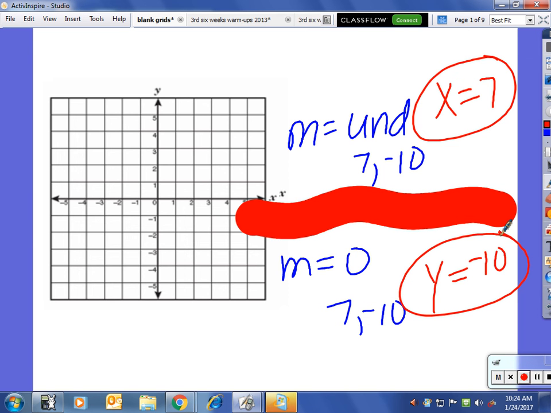I would have to give you some kind of description. I would have to tell you something about the slope, or I'd have to tell you it's a vertical line. Just knowing one point is not enough. You got to know something else.